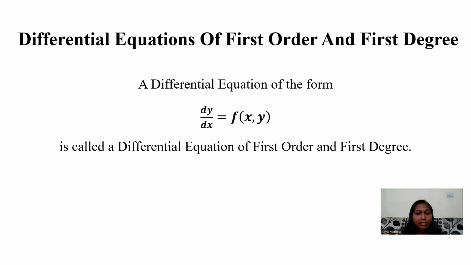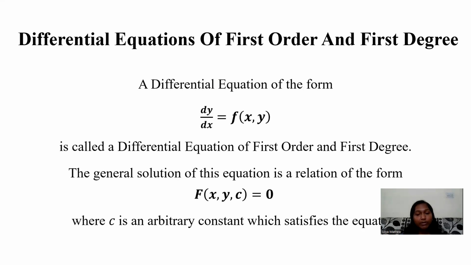So here we could see that dy by dx is the highest order derivative present and its order is 1. And the power of that derivative is 1. So the degree of the equation is also equal to 1.